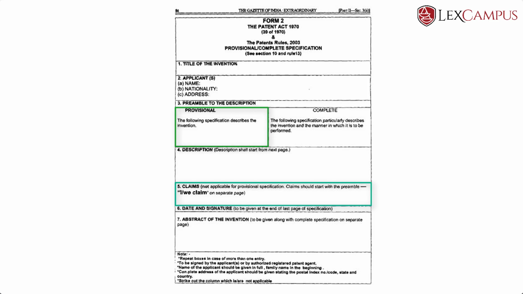So, we understand a provisional as a description of an invention, because the descriptive part in clause 4 is still necessary, a description of an invention without the claims, whereas a complete should necessarily have the claims.